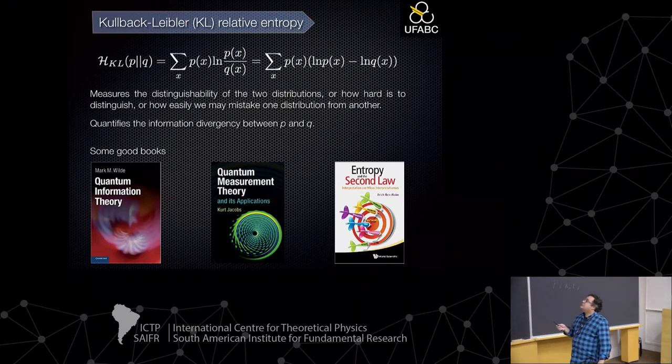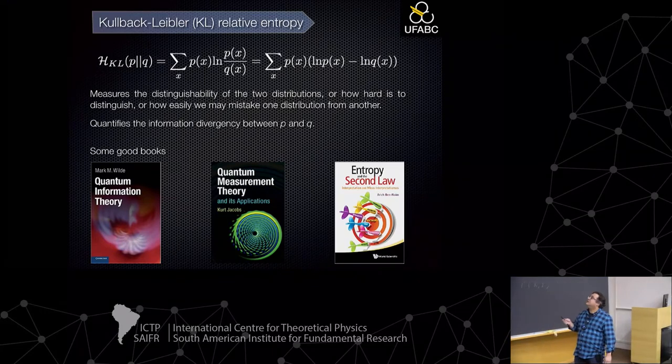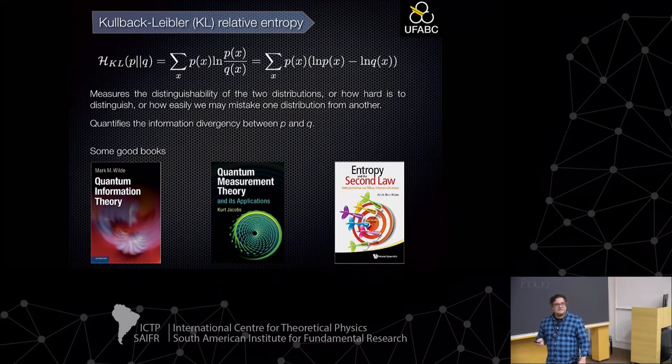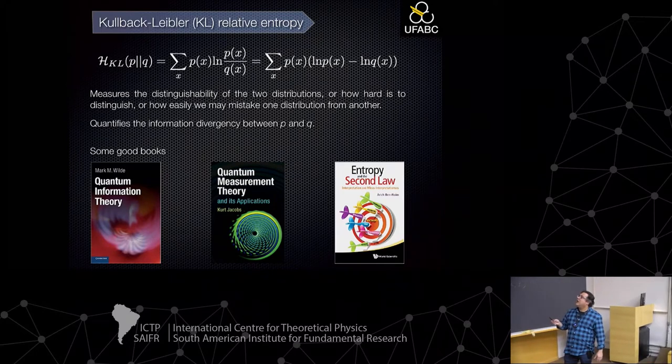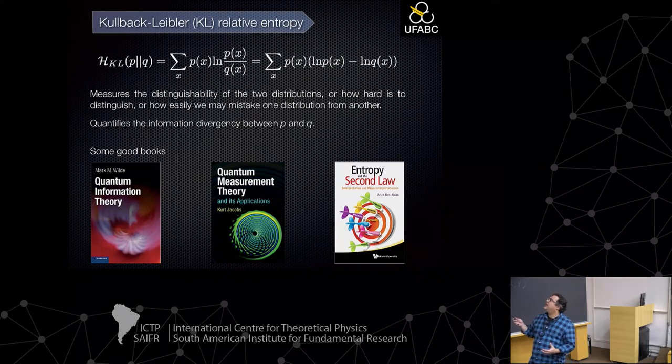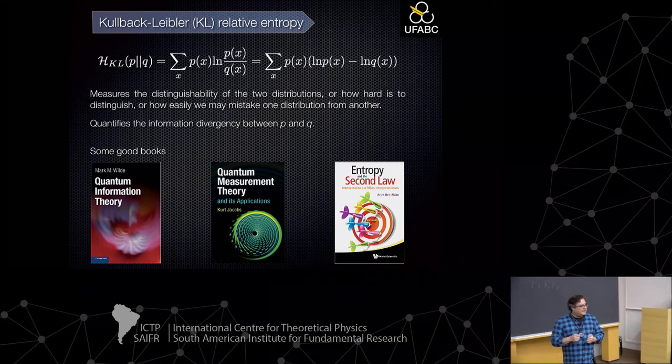So there is also another quantifier, which is known as the relative entropy or the Kullback-Leibler divergence. This quantifier measures how distinguishable the probability distribution P is from the probability distribution Q. But this is not a distance measure, because if you exchange P and Q, we will get another value, right? So this is not a distance.